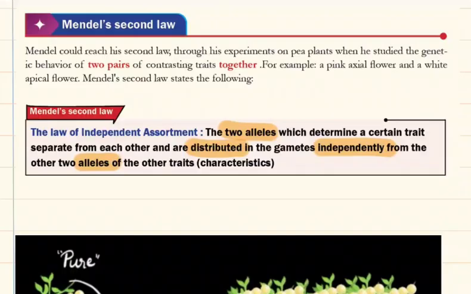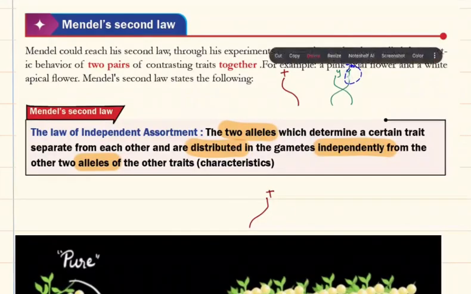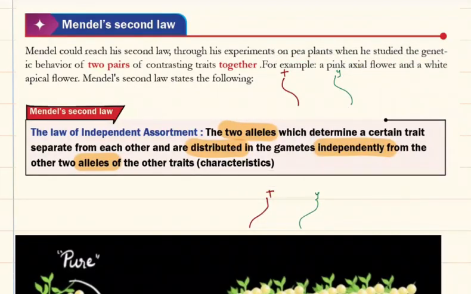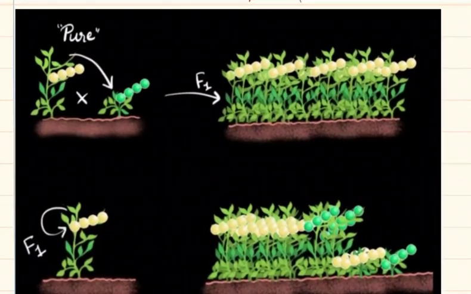What does it mean? Let's imagine these are chromosomes or alleles, T capital, T capital. And here we have other alleles, which give the color of the seed, let's say Y small, Y small. It means this allele is going to go alone, and this allele is going to go alone. So they will go independently. What can we see appear from this law?